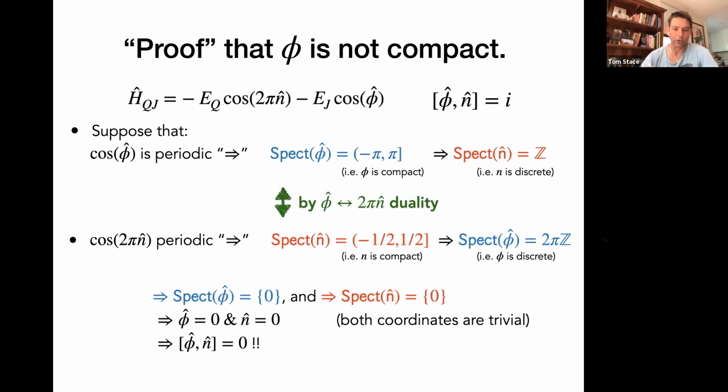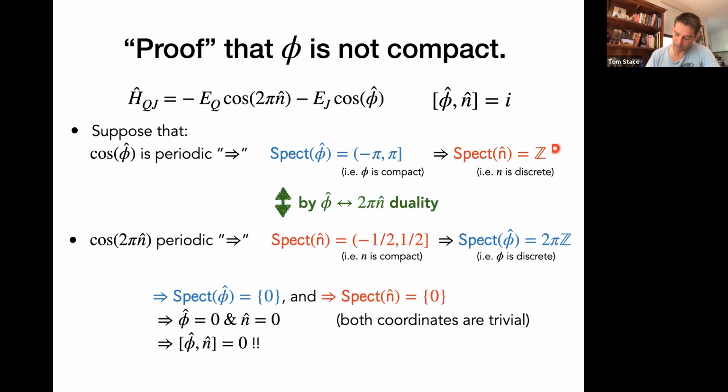So let me put these two lines together. Well, if I take the blue statements here, the spectrum of phi is in the interval -pi to +pi, and the spectrum of phi is 2 pi z. Well, the only element in the intersection of those two sets is the number 0. 0 is both in this set and in this set, but there are no other numbers.